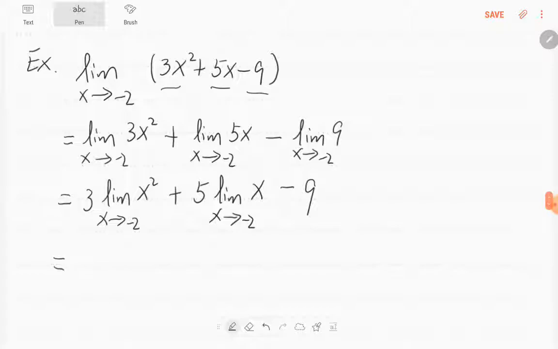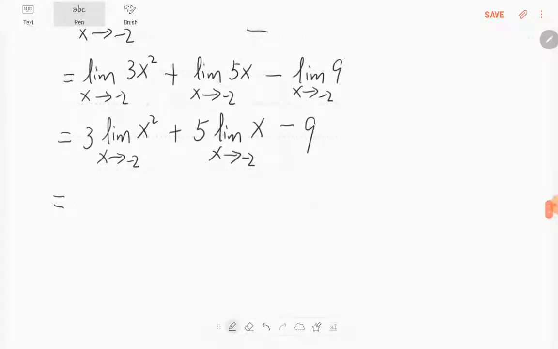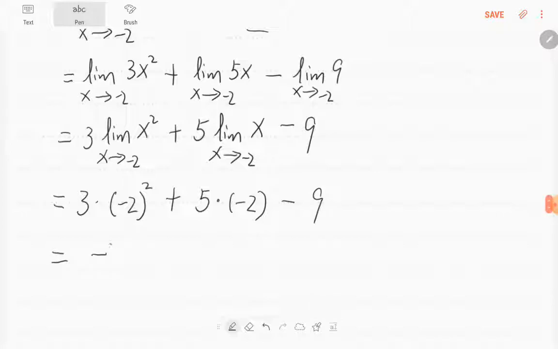So here we can use other laws. This would be 3 times the limit of x squared when x approaches -2, which is (-2) squared. Don't forget the parentheses for the -2. Then plus 5 times the limit of x when x approaches -2, which is -2, minus 9. If you do the calculation, it would be -7. So this is the first example.